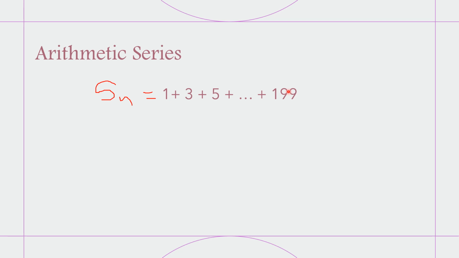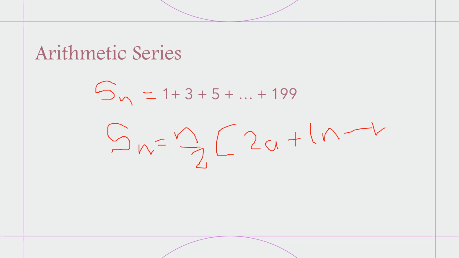There's actually a formula that is proven to us, so if you ever want to calculate the sum of all the terms in an arithmetic series, you will use this equation. Sn is equal to n over 2 open bracket 2a plus n minus 1, all multiplied by d.